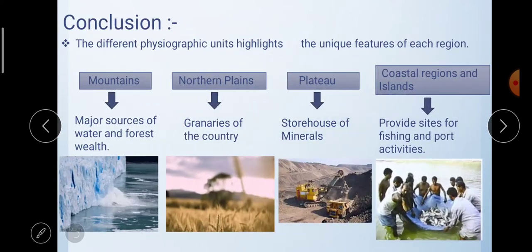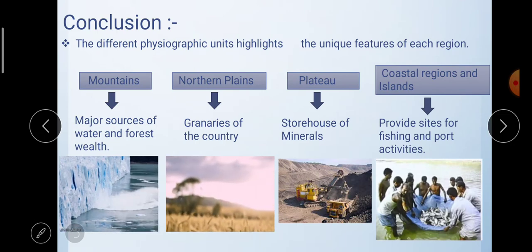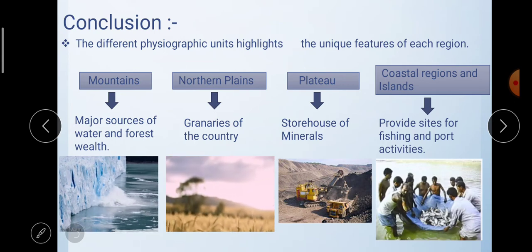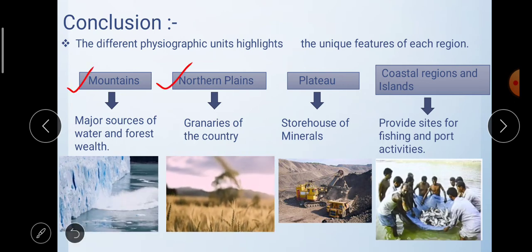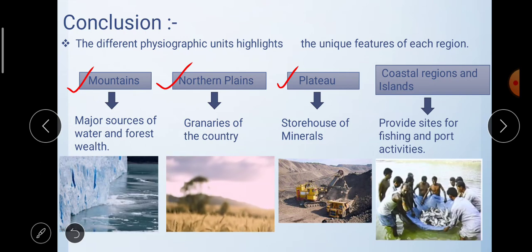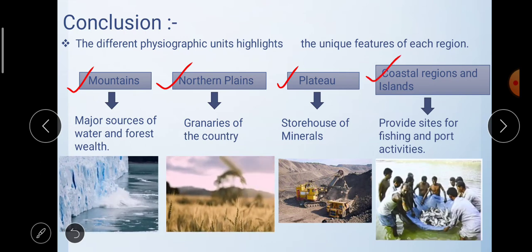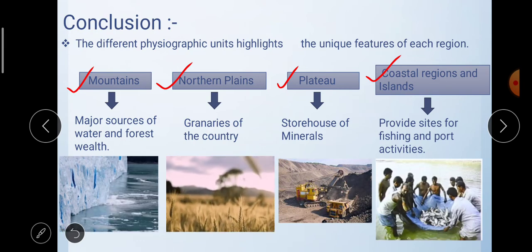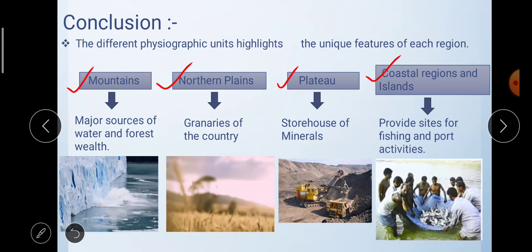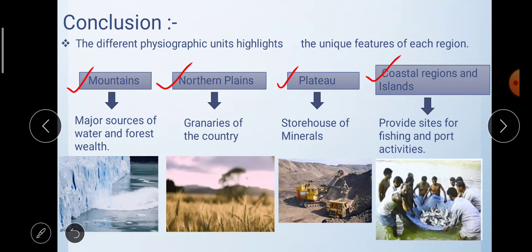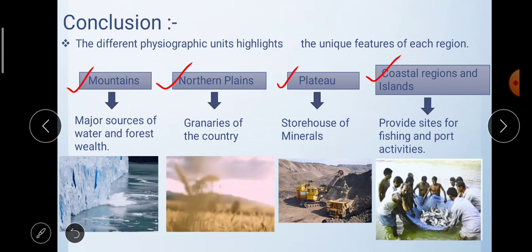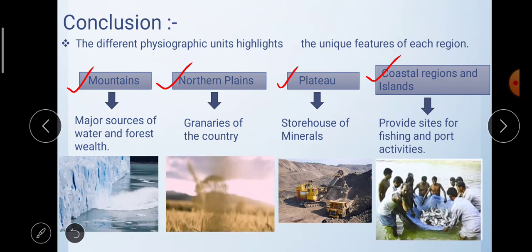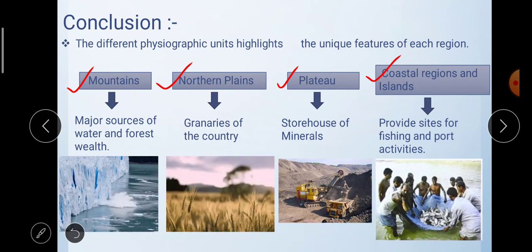Now we'll see the conclusion of the chapter. The different physiographic units highlight the unique features of each region, and we studied about mountains, northern plains, plateaus, coastal regions and islands. Mountains are major sources of water and forest wealth. Means from mountains we get water which melts from glaciers, and many rivers originate from mountains. In mountains we can also find forests.